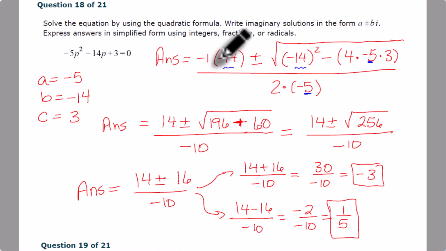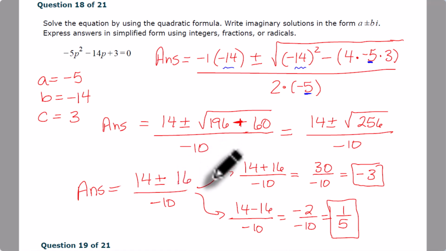Negative 1 times negative 14 is a 14. 14 squared is 196. Oh, this calculates to be negative, and minus a minus is a plus 60. So if I add these up, I get the square root of 256. Okay, that's a nice one. Square root of 256 on your calculator is 16.